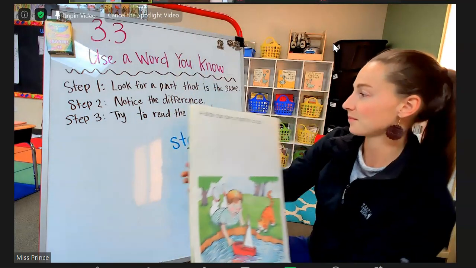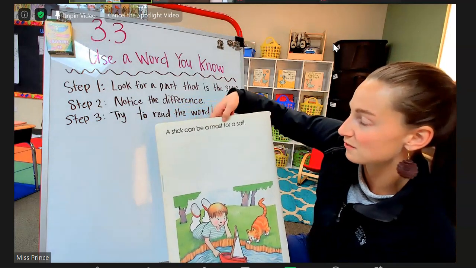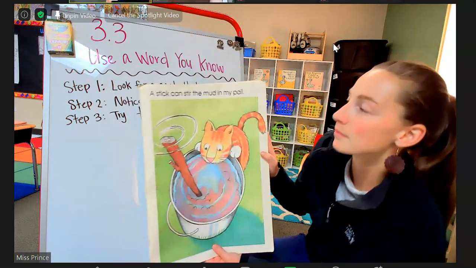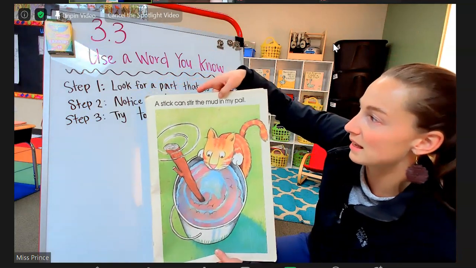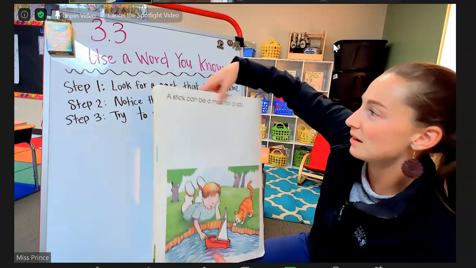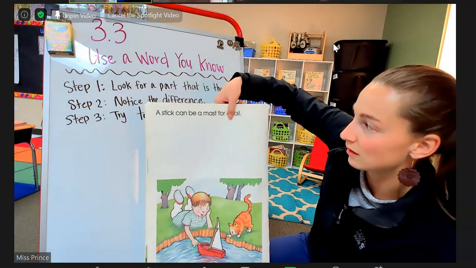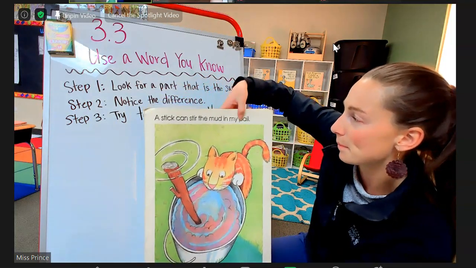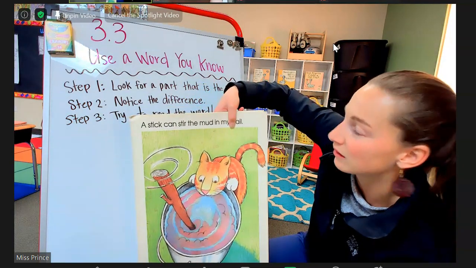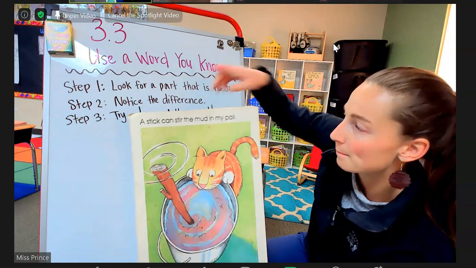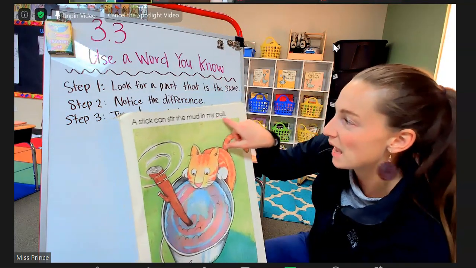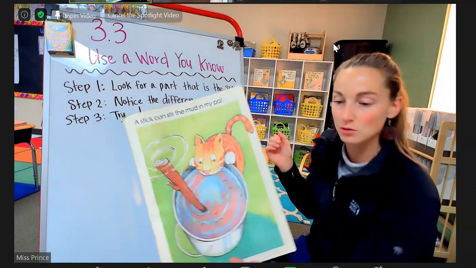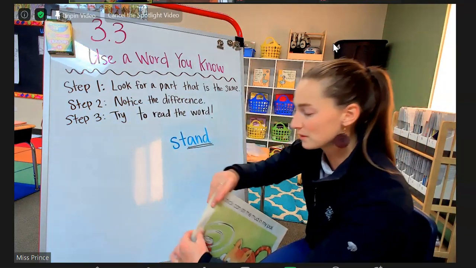Okay, last two pages. A stick can make a mast for a sail. There's a sailboat. A stick can stir the mud in my... I know this, I read this word as sail, and there's A-I-L at the end. Oh, I see A-I-L again. Ale, ale. Mud in my, oh, it's a pail, pail. So I used part of the word I knew, and then I added on the different sound, and I made a new word, pail. Nice job, boys and girls.